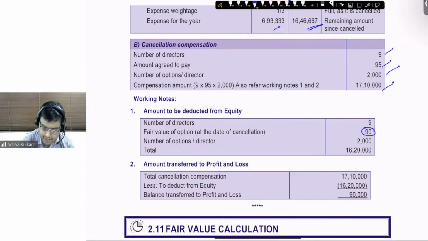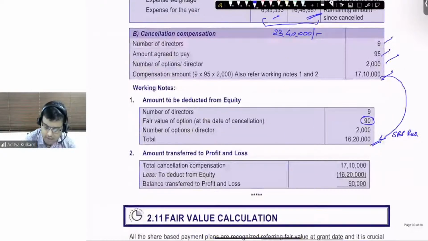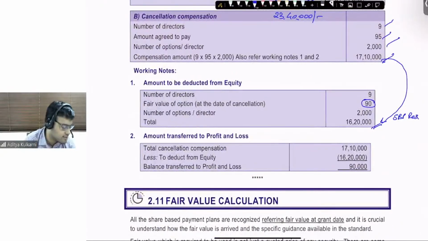So 9 into 90 into 2000, 16 lakh 20. So out of 17 lakh 10, 16 lakh 20 can be met from SBP reserve. You have a reserve of 23 lakh 40,000. So you can meet this 16 lakh 20. Balance you can transfer to retained earnings, and this 90,000 loss goes to the P&L.